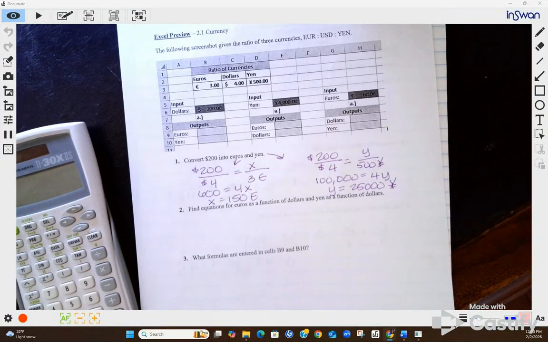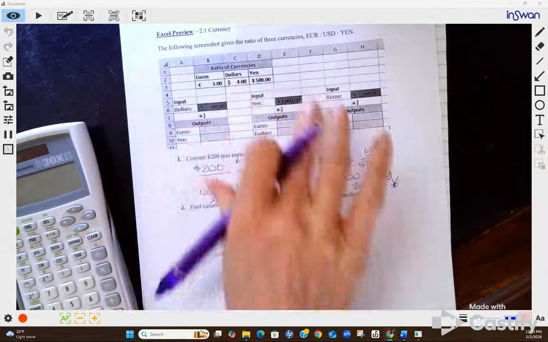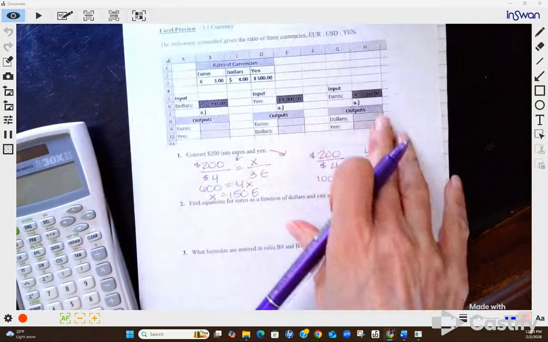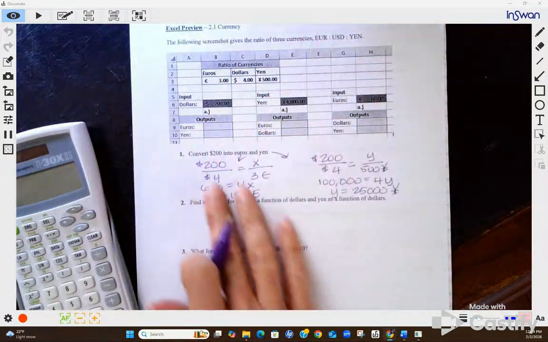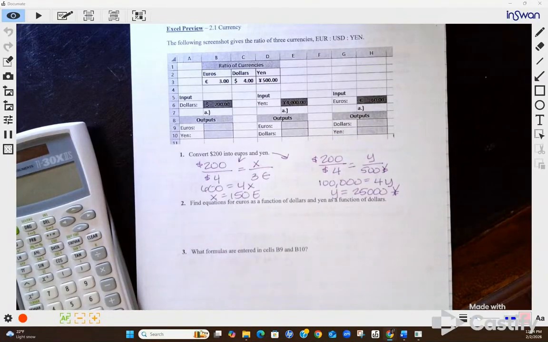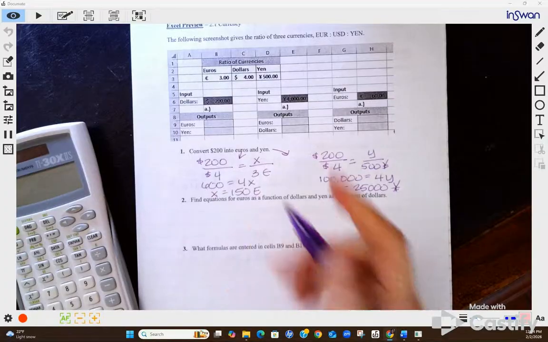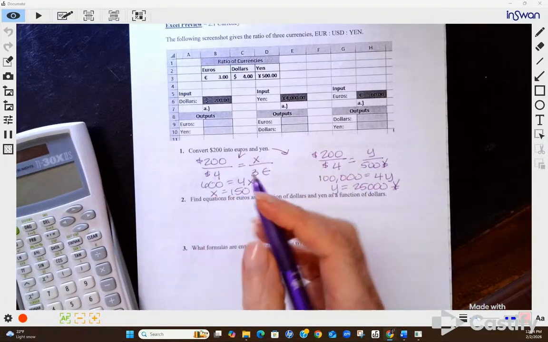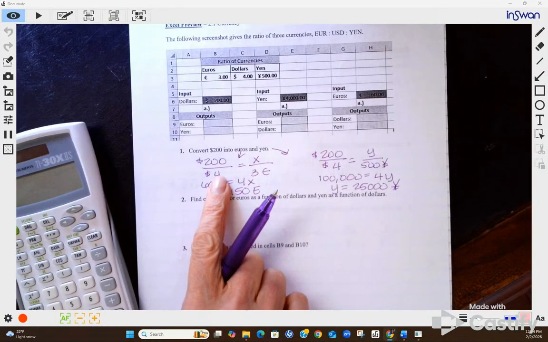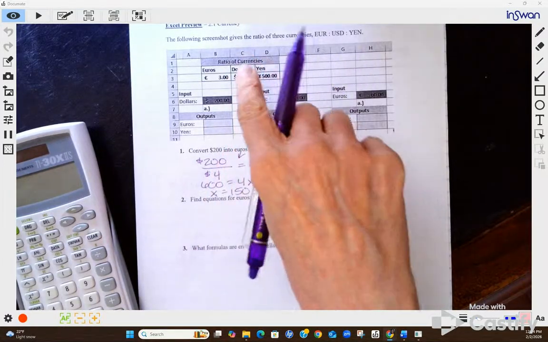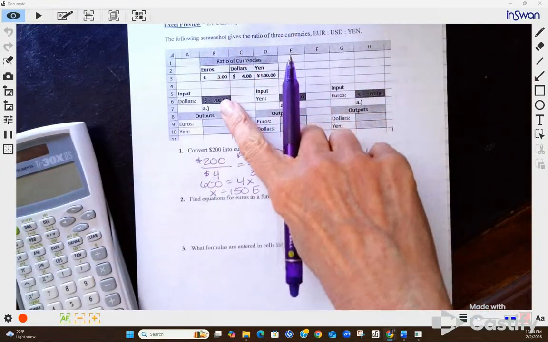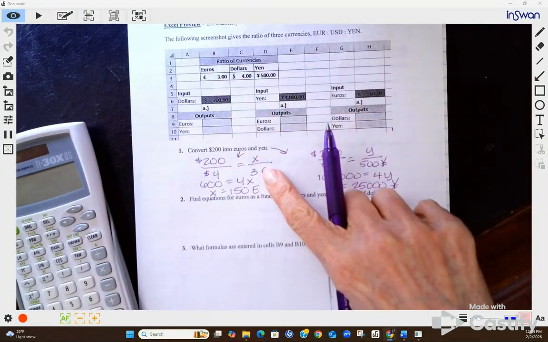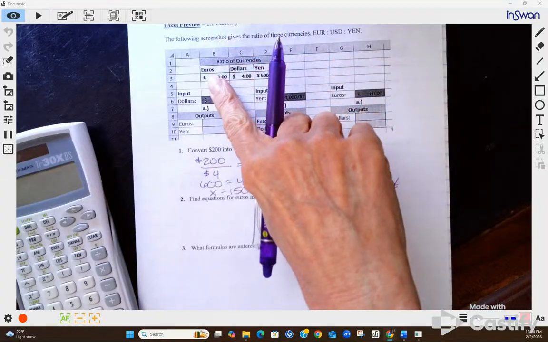Find equations for euros as a function of dollars and yens as a function of dollars. So basically using the cell references. So if you've done it with numbers, you just have to sort of match up your cell references to the numbers from here. So if we did like here, the $4, that came from C3, the 200 came from B6, and the 3 came from B3.